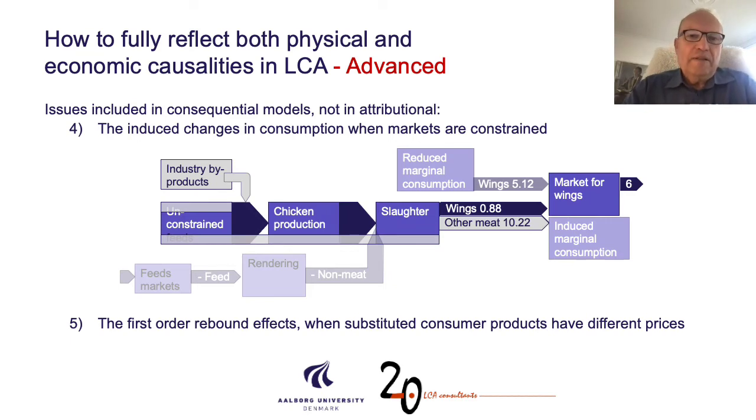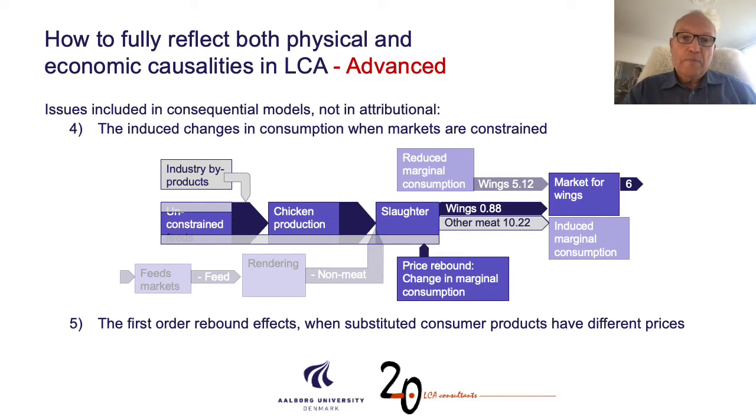Now, finally, the first order rebound effects are also included when the substituted consumer products have different prices. So the price rebound effect is added as a change in marginal consumption, because the consumer that now has more money to spend will then spend the money on something else. This rebound effect is also not included in an attributional LCA.